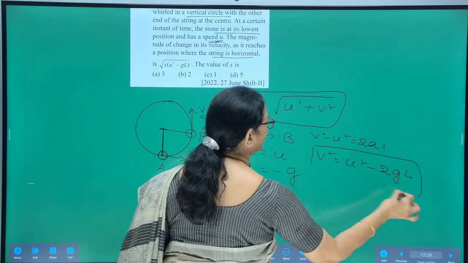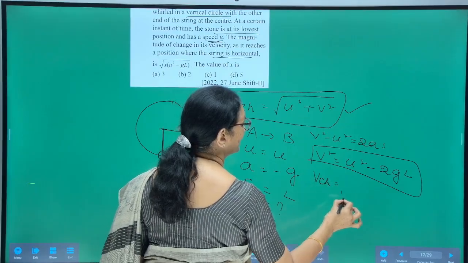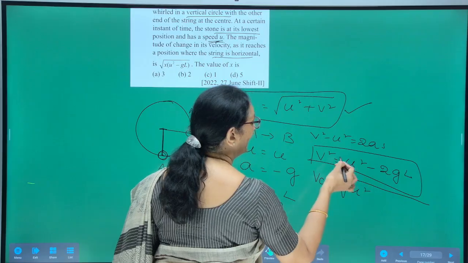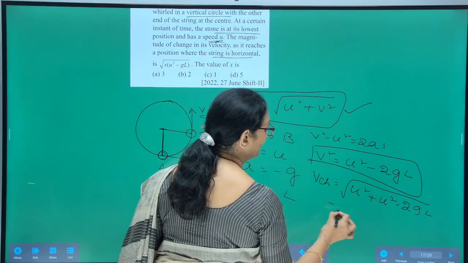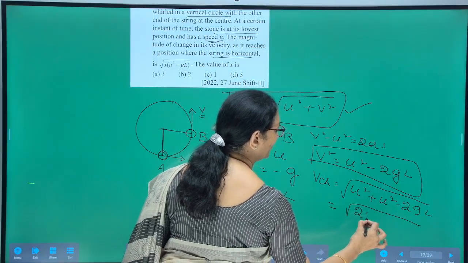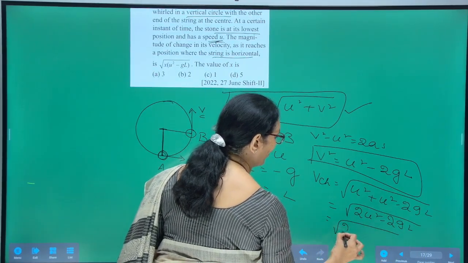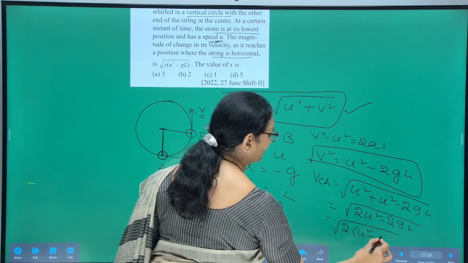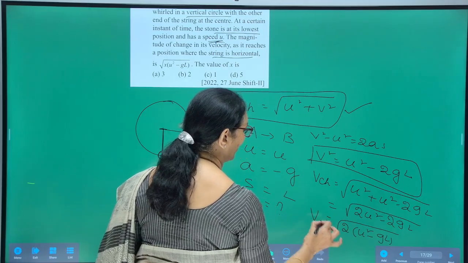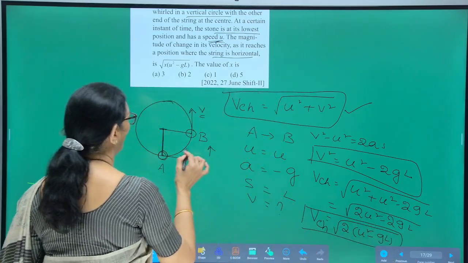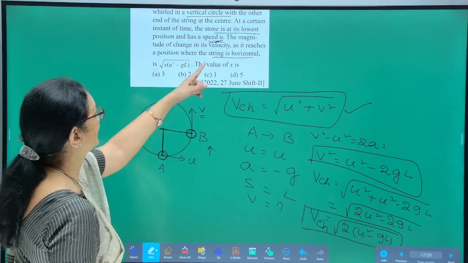So, if you substitute this in this formula, the change in velocity is the square root of u square plus v square, that is u square minus 2gl. So, it is the square root of 2u square minus 2gl. If you take the 2 as a common factor, it is root of 2 into u square minus gl. That is the change in velocity as it moves from the lowest position to the position where the string is horizontal.